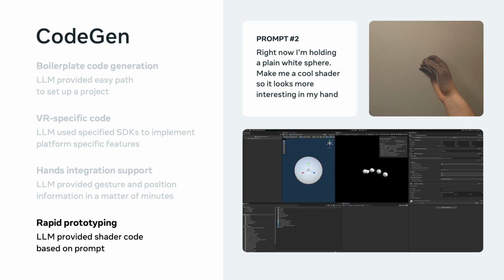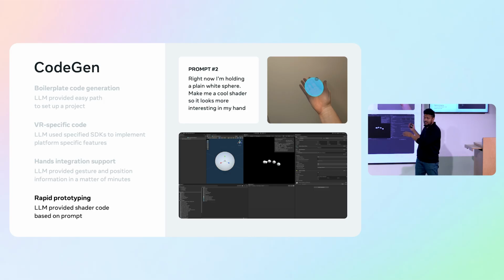And adding on top of that, this is the second prompt that I was talking about. I'm just asking it to rapidly prototype. I'm asking it to add a cool shader to it so it looks interesting in my hand. And it was able to do it pretty quickly. This demonstrates the power of rapid prototyping that you can get with AI, specifically for Horizon use cases when you plug in our tools into those AI agents.